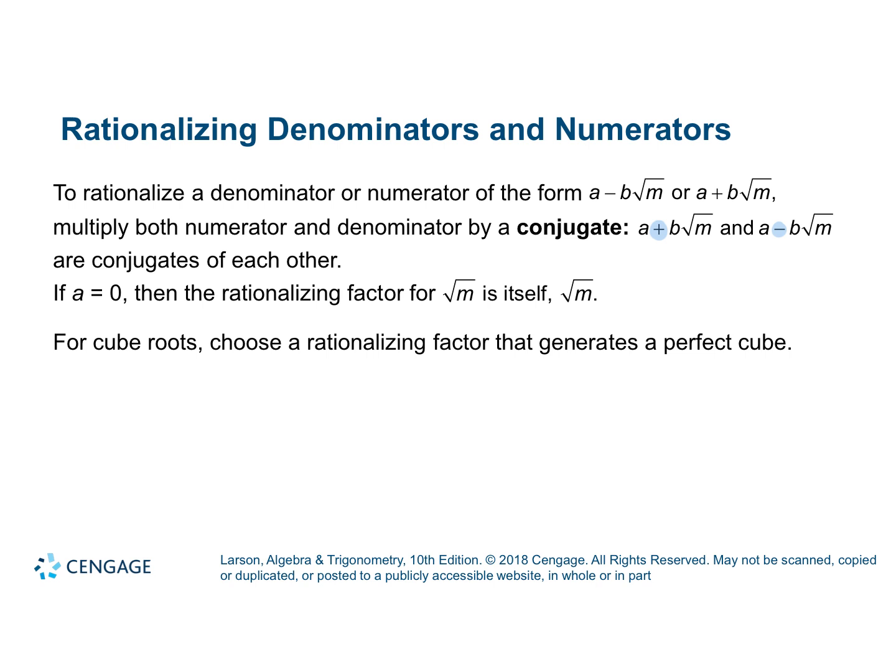If the a is 0, then the rationalization factor of the root m is itself. For cube roots, choose a rationalization factor that generates a perfect cube. So if you have something like the cube root of 4, you want to multiply by the cube root of 2 to get the cube root of 8, which rationalizes to a 2. So in that case, we'll do some problems with it.